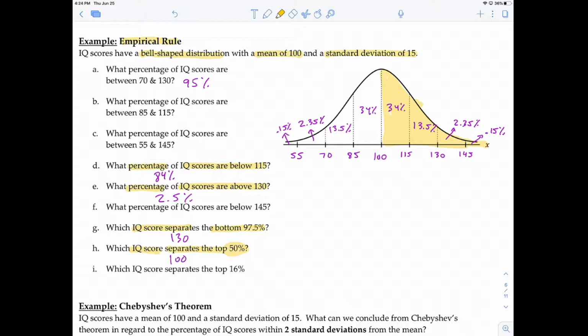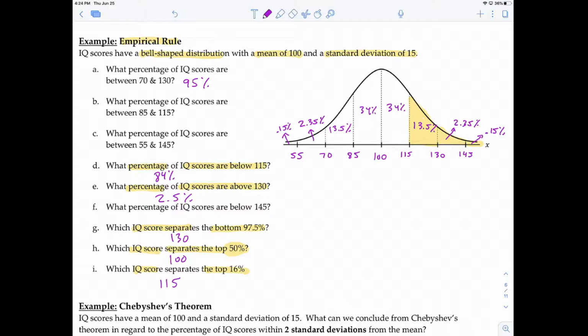And I'll just go ahead and do I just to finish it off. So the IQ score that separates the top 16%. Again, now we're talking about the top, and we know that the top percentages are on the right. So we're just going to keep adding these top percentages until we find the top 16%. And sure enough, we get to that. When we add those three percentages, we get to the top 16%. And the IQ score that separates the top 16% is 115.